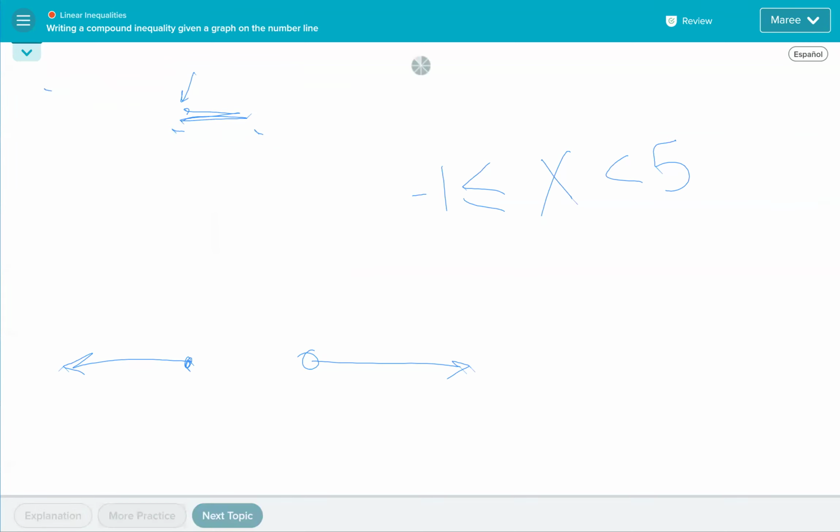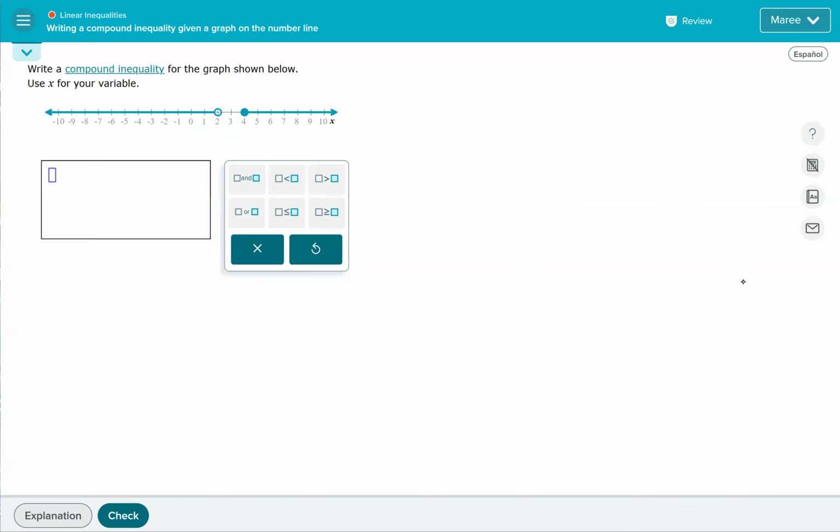Okay, let's do another one. Now this is one where, because they're two separate, we need an or. And we're going to have our variable X. See the arrow going this way? That's the symbol you'll use for that one. So for this particular arrow, you'll use the less than symbol. And the number is where that circle is, a 2. It's an open circle. So we're not going to put the or equal to. We only put or equal to when it's a closed circle.